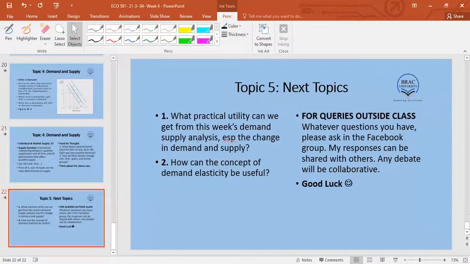Okay, the topic that we are going to look at next week is what practical utility can we get from this week's demand supply analysis, especially the change in demand and supply, more so demand. So if demand increases, how do business houses respond? If demand falls, how do business houses respond? I told you we're going to look at a concept called elasticity of demand.